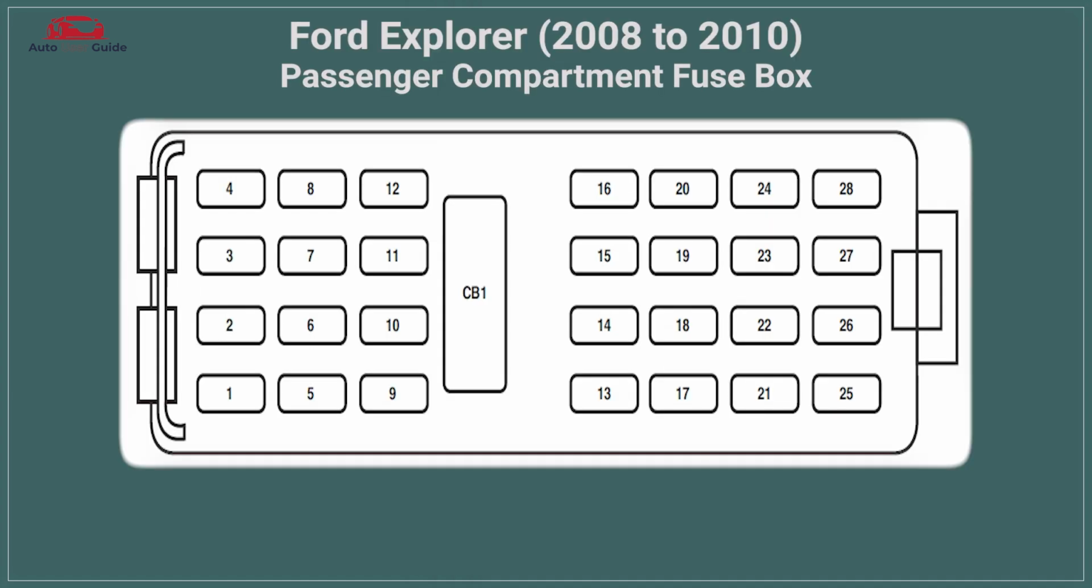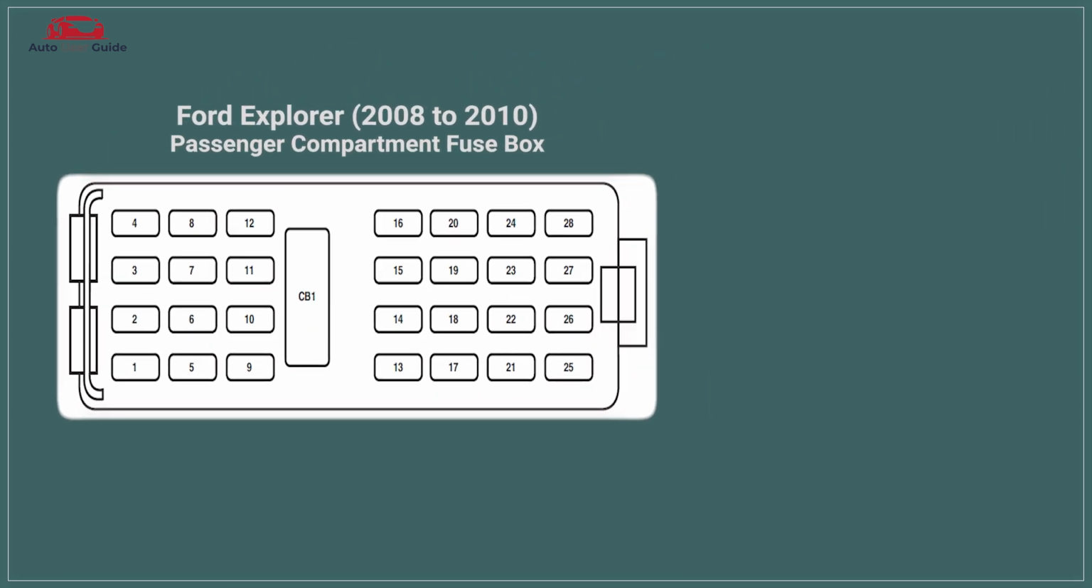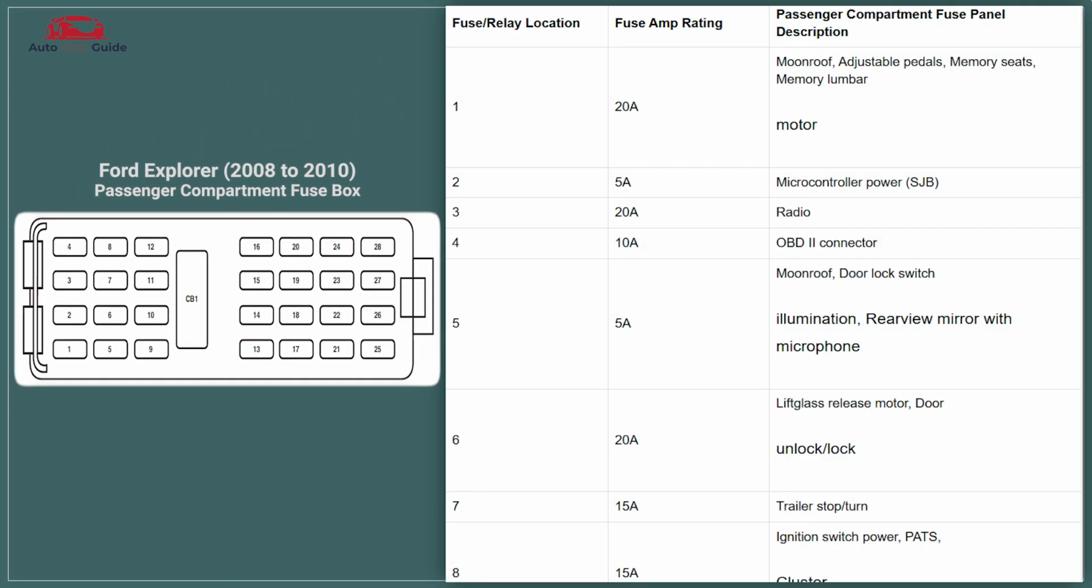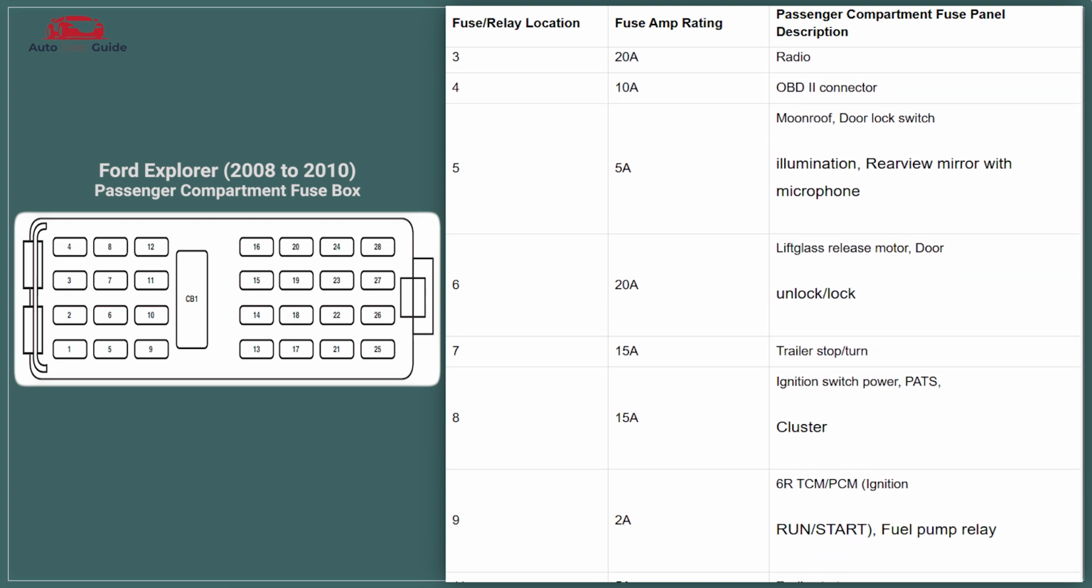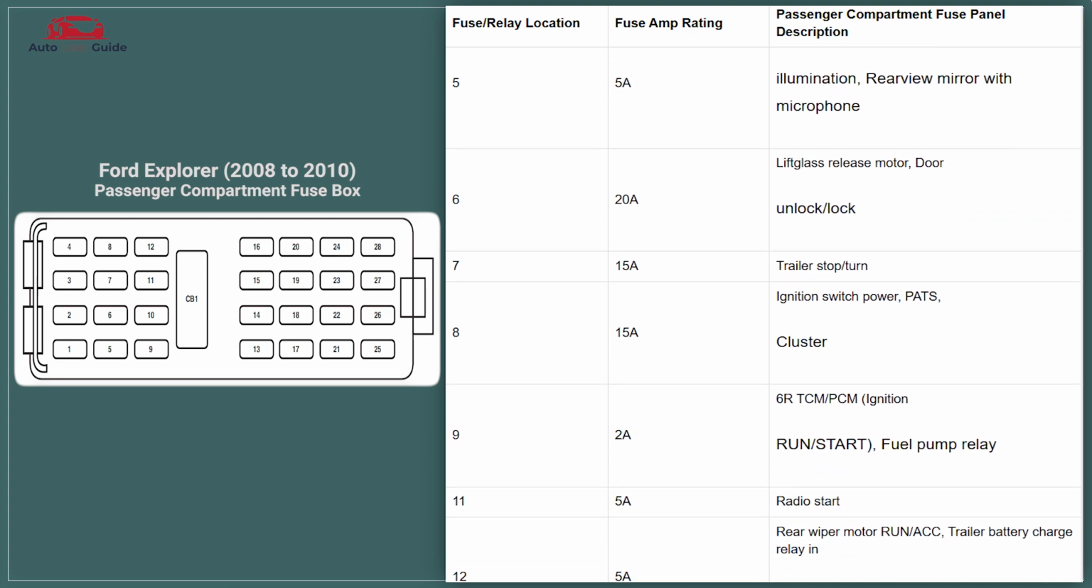The passenger compartment fuse box in a 2008 to 2010 Ford Explorer powers and protects interior electrical systems such as lighting, infotainment, power outlets, and climate controls.